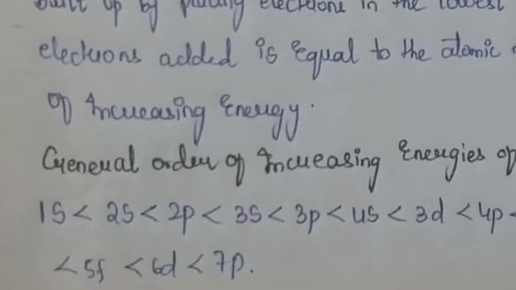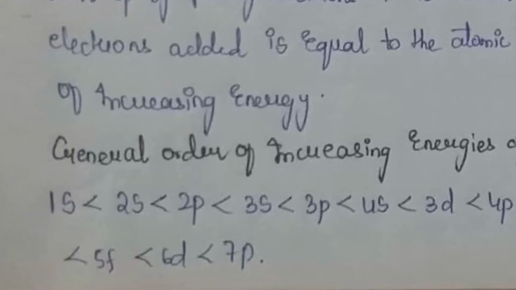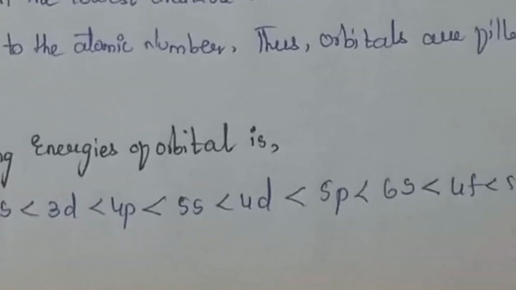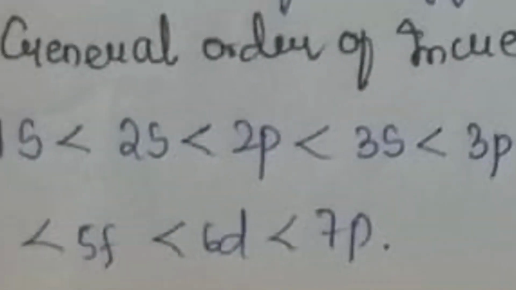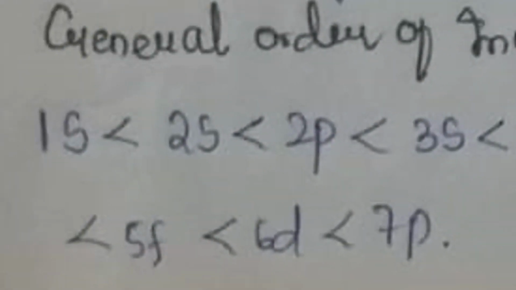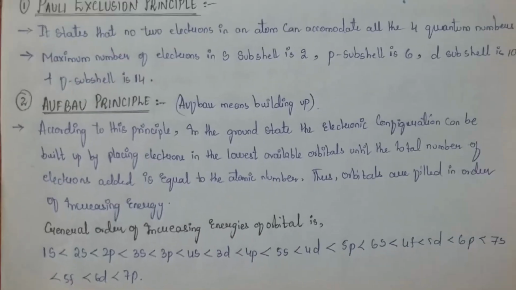So, general order of increasing energy of orbital is 1s, 2s, 2p, 3s, 3p, 4s, 3d, 4p, 5s, 4d, 5p, 6s, 4f, 5d, 6p, 7s, 5f, 6d and 7p. This is the general order of increasing energy, and based on this order electrons are placed according to Aufbau principle.